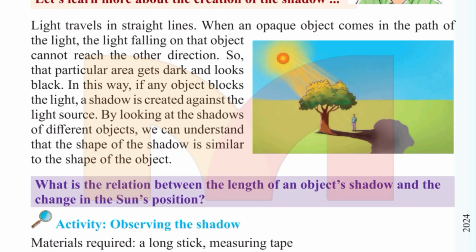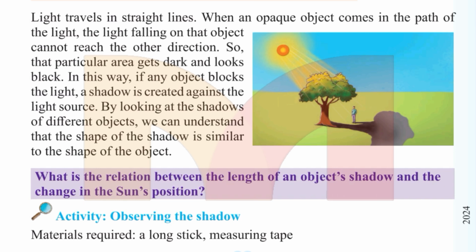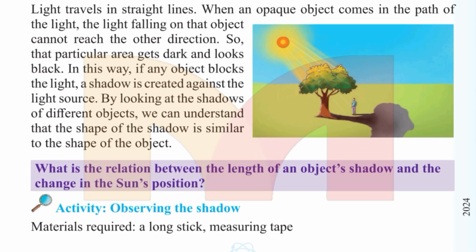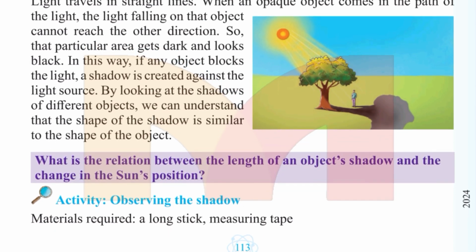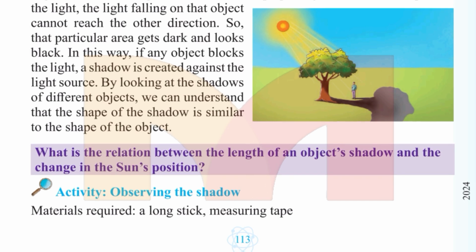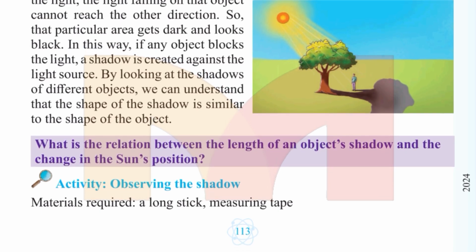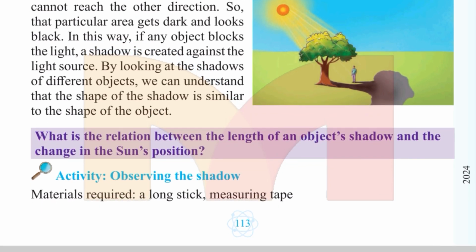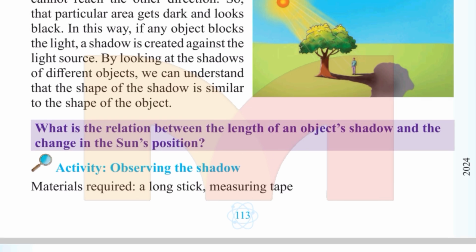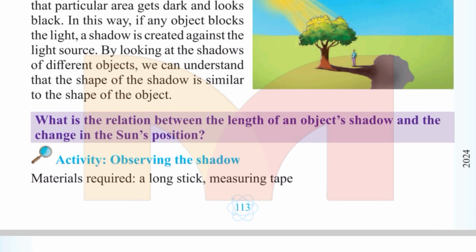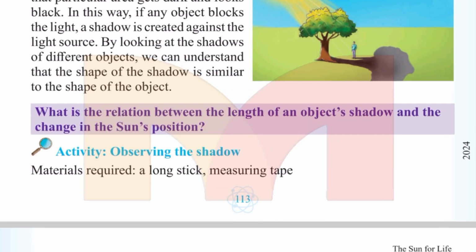By looking at the shadows of different objects, we can understand that the shape of the shadow is similar to the shape of the object. Question: what is the relation between the length of an object's shadow and the change in the sun's position? Activity: observing the shadow. Materials required: a long stick, measuring tape.